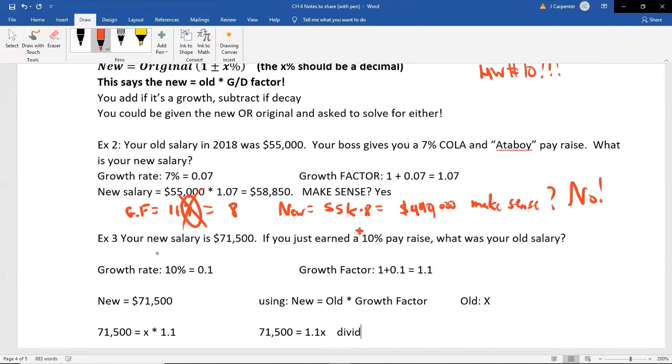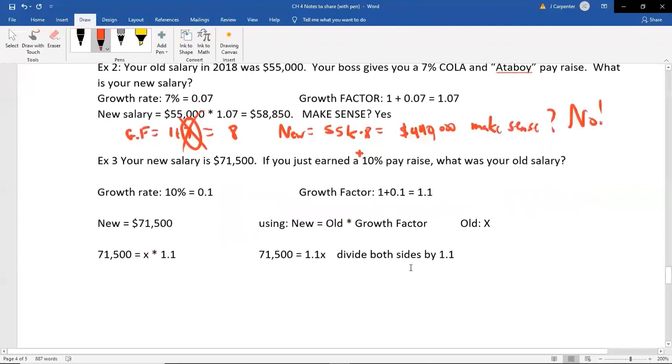Divide both sides by 1.1, because this is an algebra equation. We're not just going to multiply the two numbers because they're not on the same side. We have to divide them to solve for x. So we're doing 71,500 divided by 1.1.